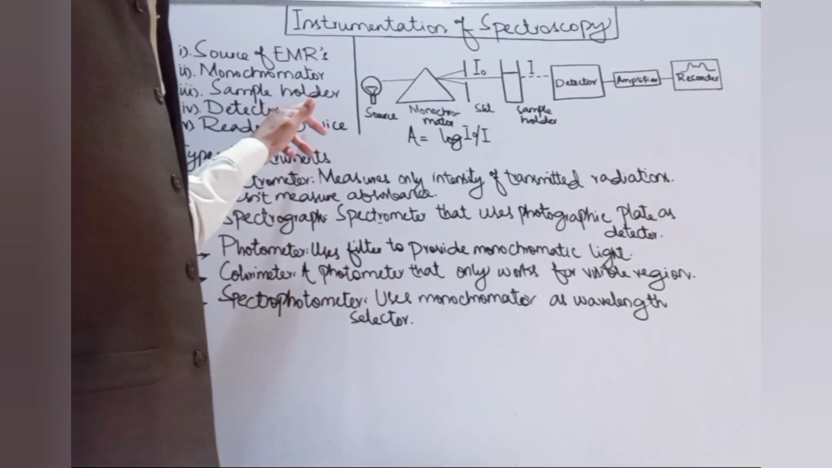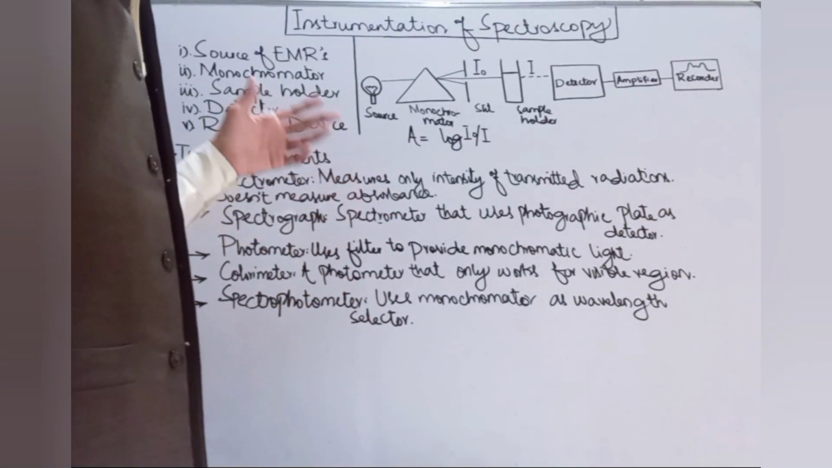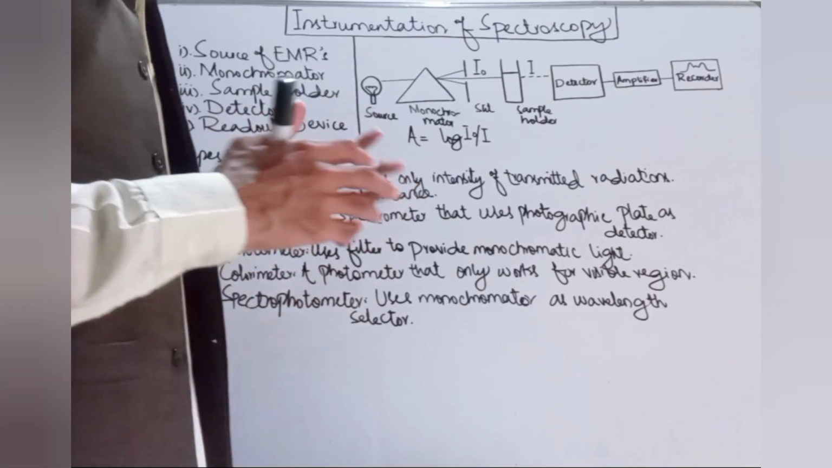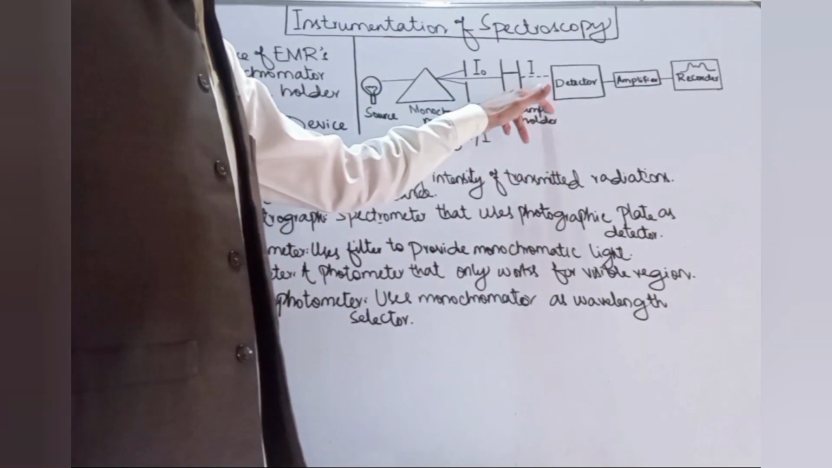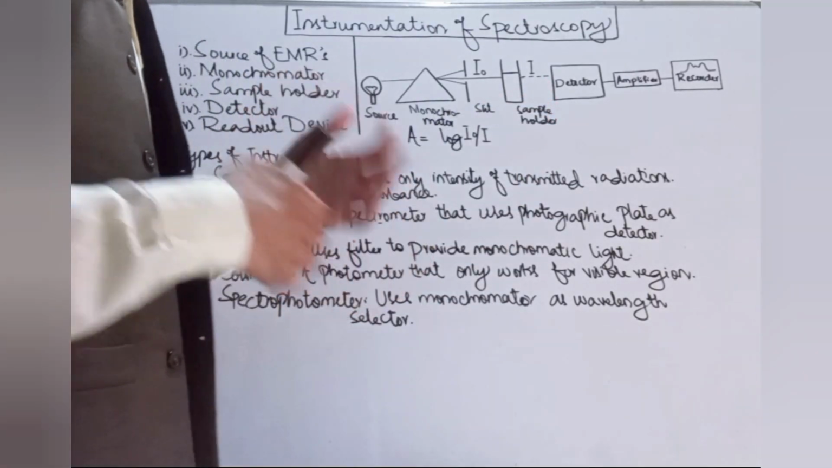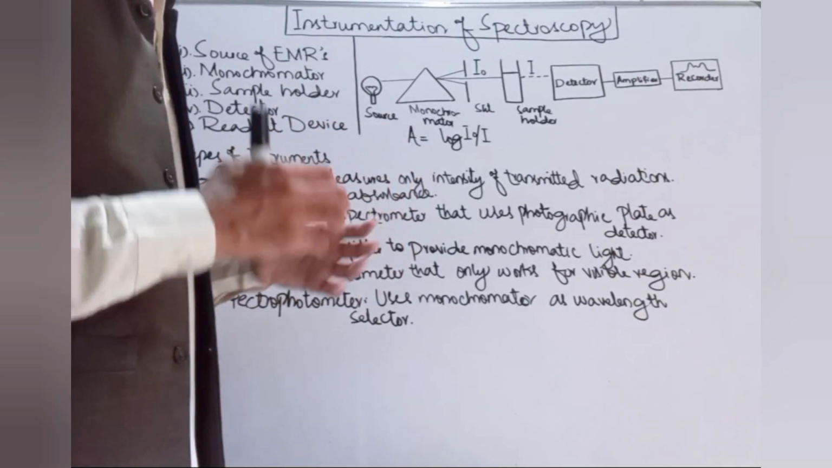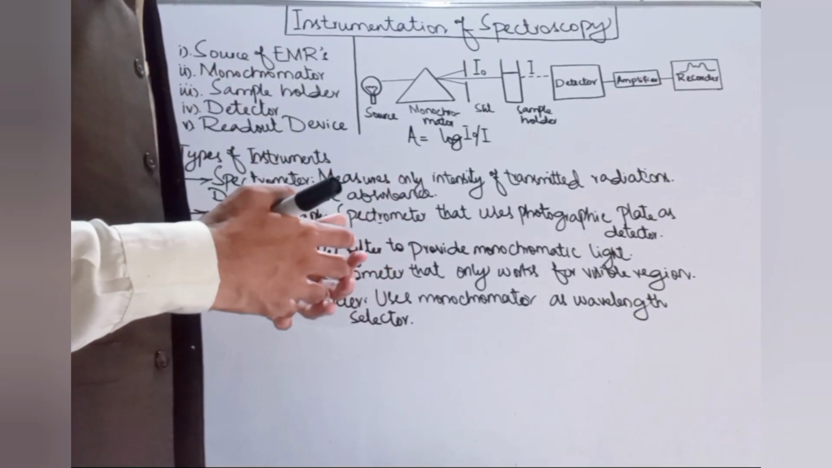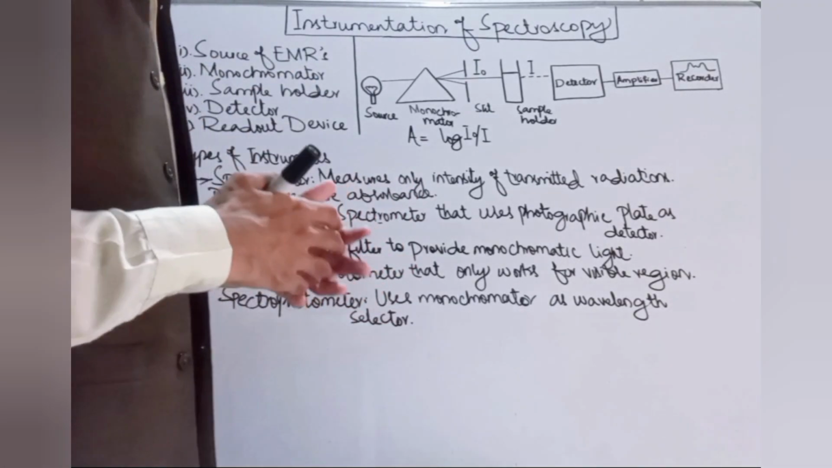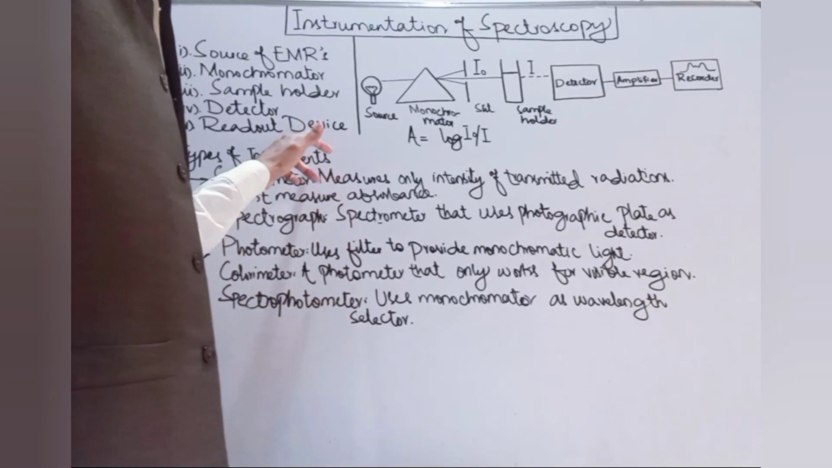The next is the readout device. Basically, the readout device is something that can hold the signal from the detector and amplify it. So an amplifier is a device that can amplify the signals, enhancing the magnitude of the signal, and then there is the recorder.